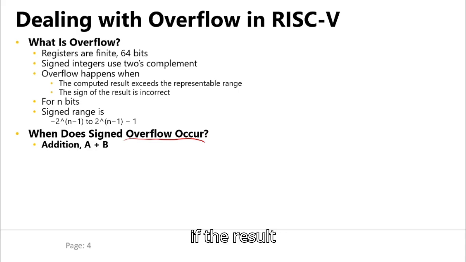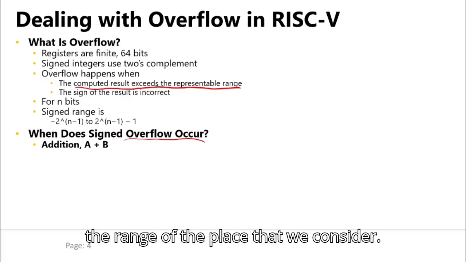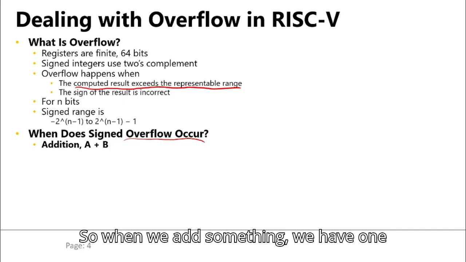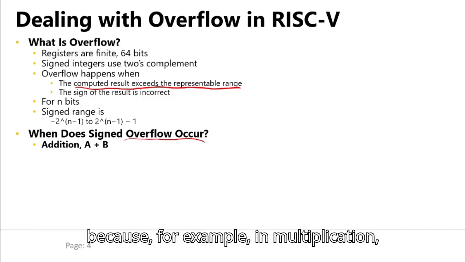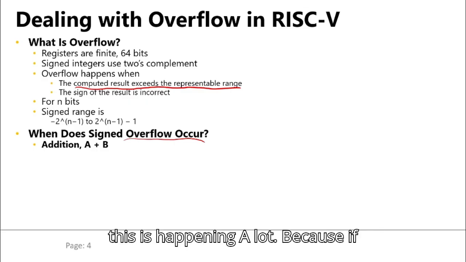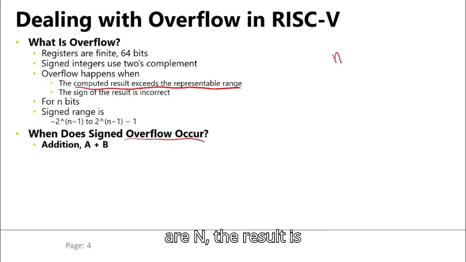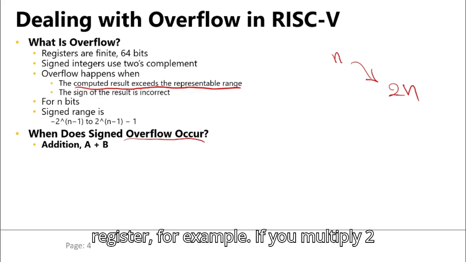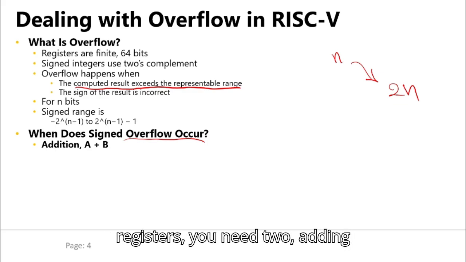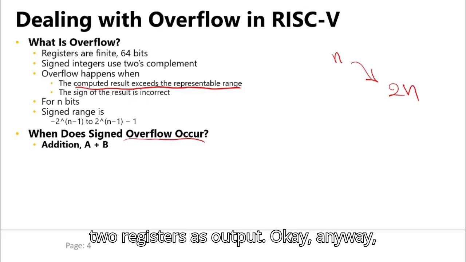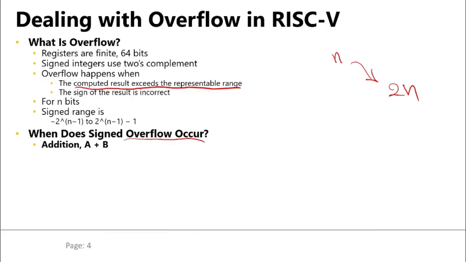Overflow happens in 2 cases. First, if the result exceeds the range of the place that we consider. So when we add something, we have a carry, for example. This happens a lot in multiplication, because if you multiply 2 binary numbers that are n bits, the result is 2n bits. So you can't fit it in 1 register. If you multiply 2 registers, you need 2 registers as output. Okay, anyway, so this is one.